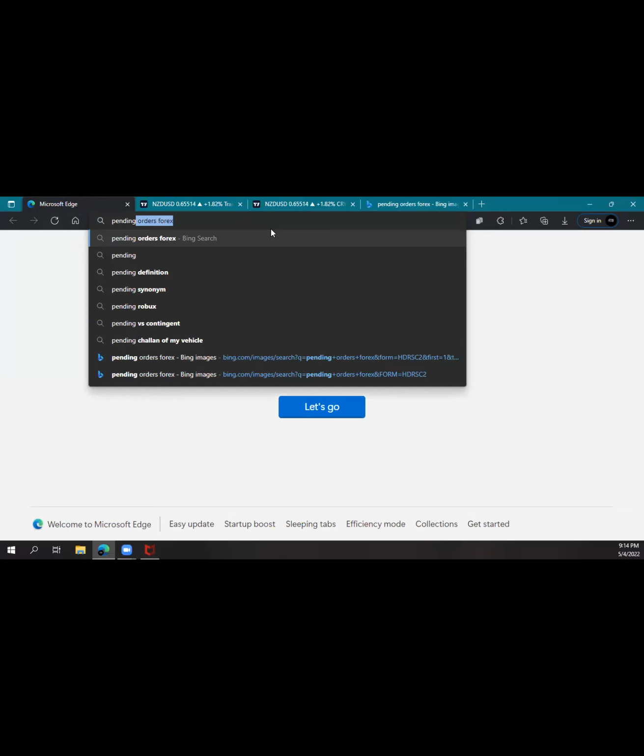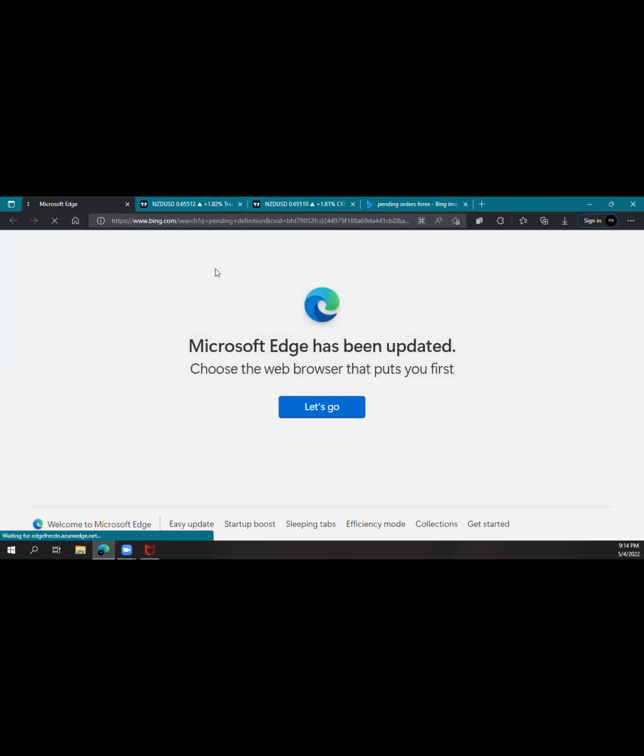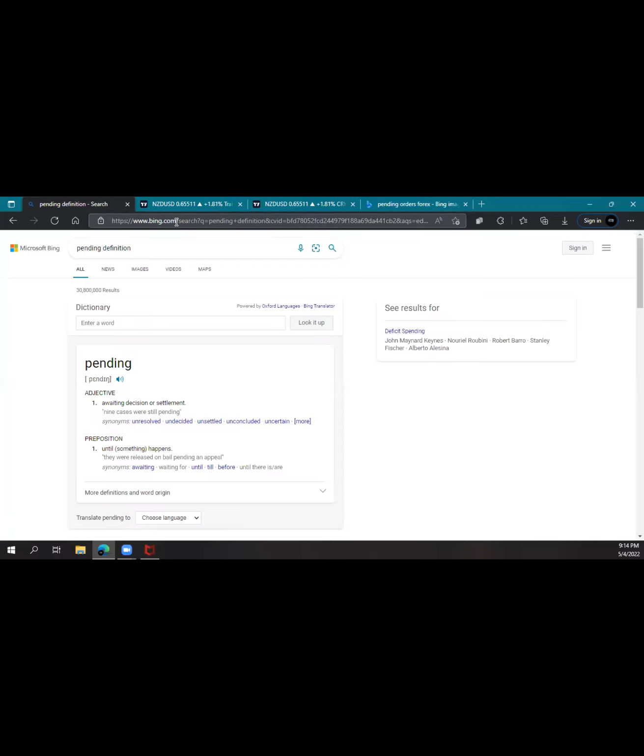Lily Light, can you see my screen? Lily Light, can you see my screen? She said she can. Okay, you can see it now. All right, great.